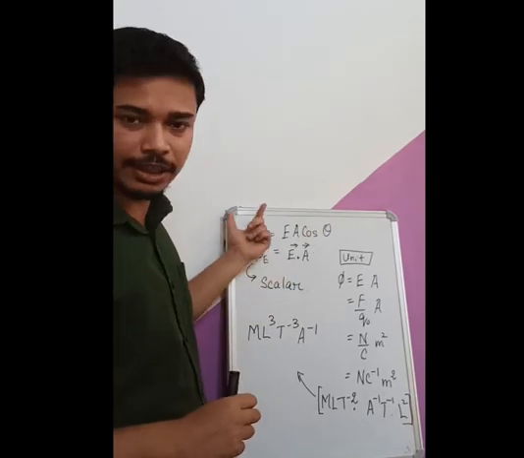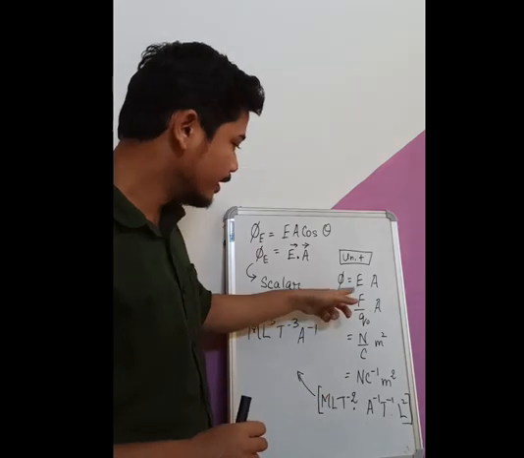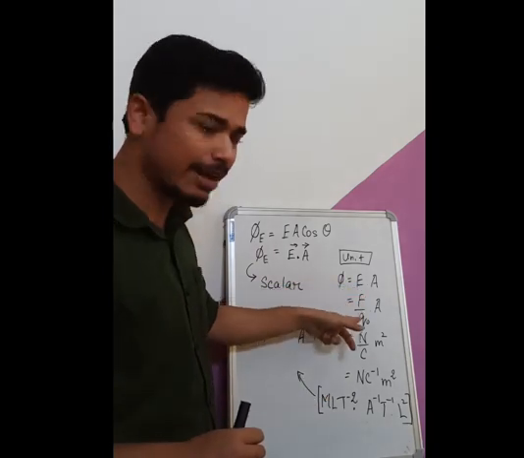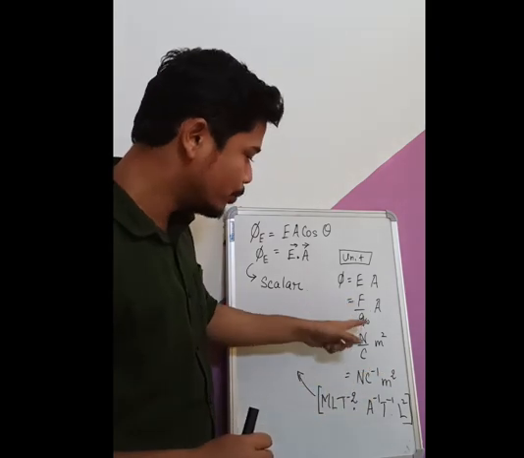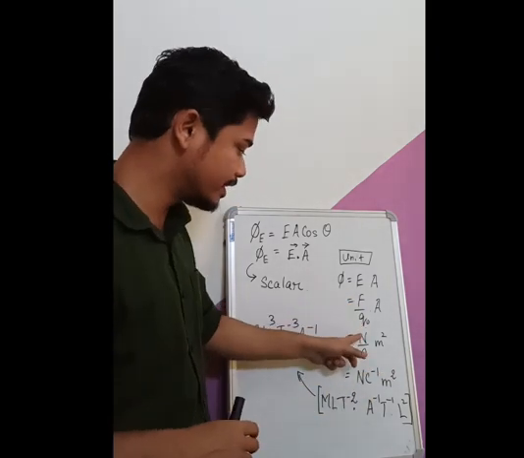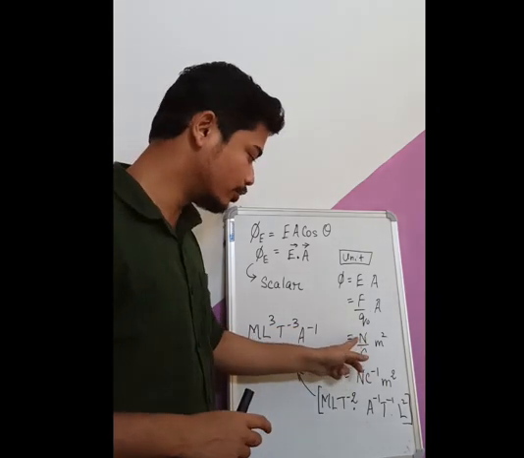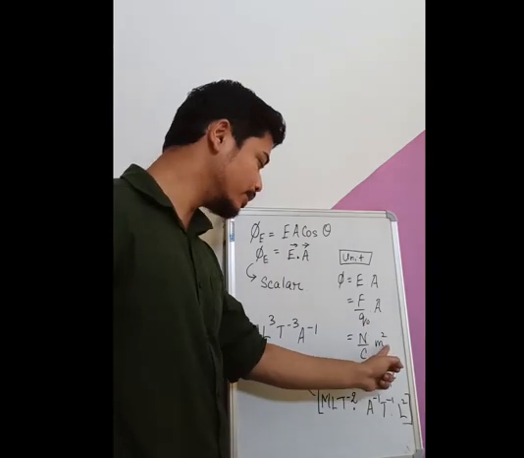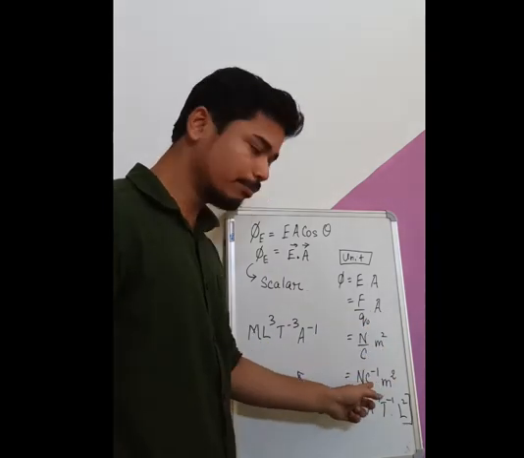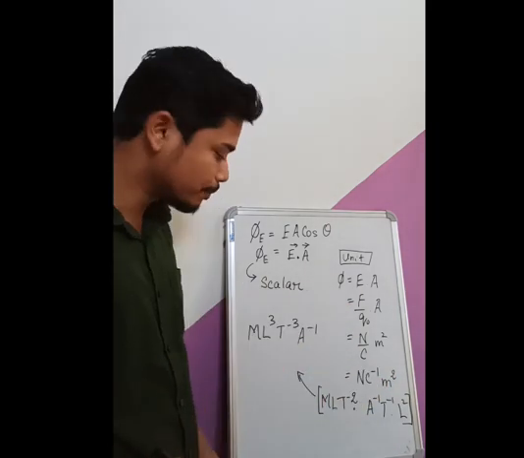What is the unit of electric flux? We have taken the formula E dot A. In place of E we have written F by Q naught, and A will be there, right? The unit of force is Newton, and the unit of charge is coulomb, so we have written here Newton by coulomb. For area we have the unit meter square, so this becomes Newton per coulomb meter square. This is the unit of electric flux.